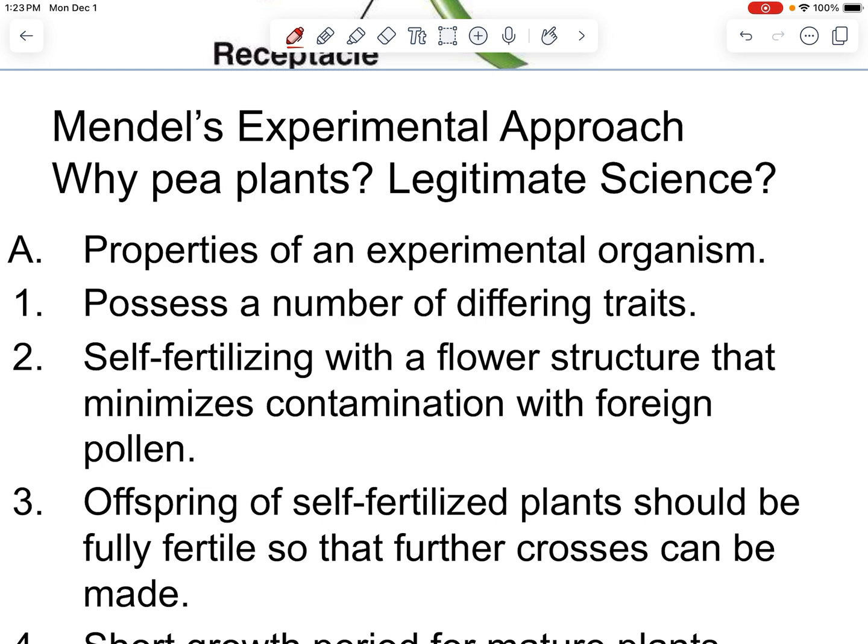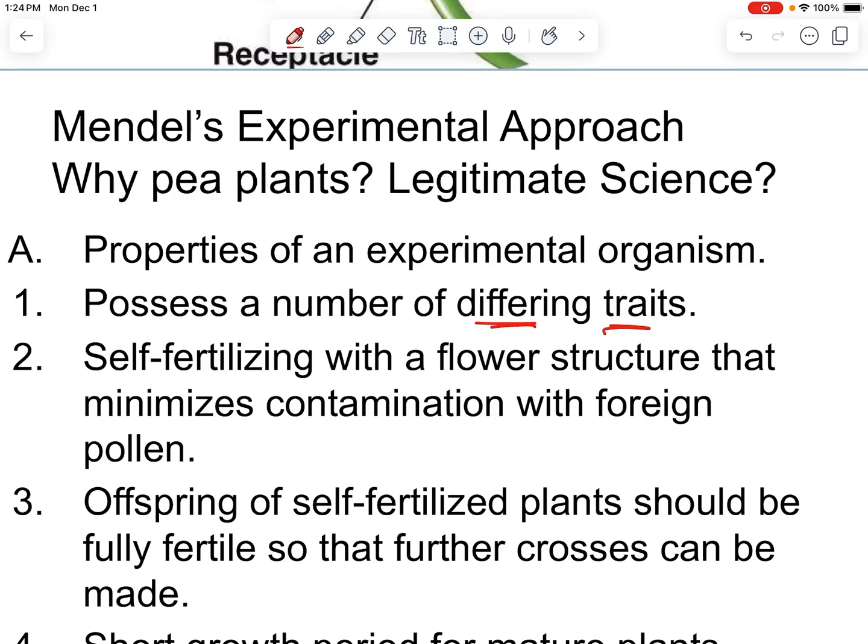You could see the properties of an experimental organism. It made it so, because there's a quick turnaround, it's fairly easy to grow. So it's not like it takes all year for one plant to grow. It possesses a number of different traits, and we'll look at some of those today. And self-fertilizing, and offspring of self-fertilizing plants should be fully fertile so that future crosses can be made.